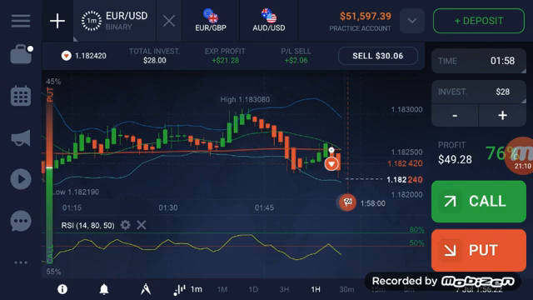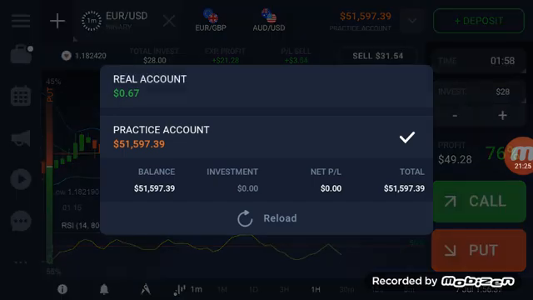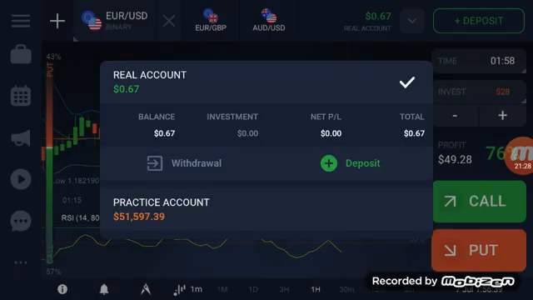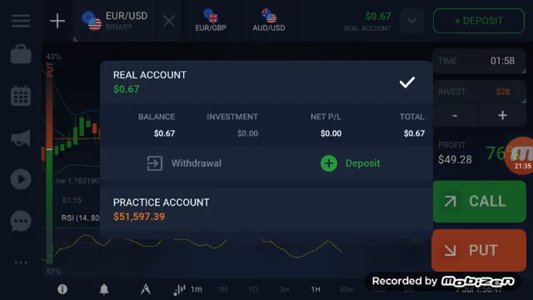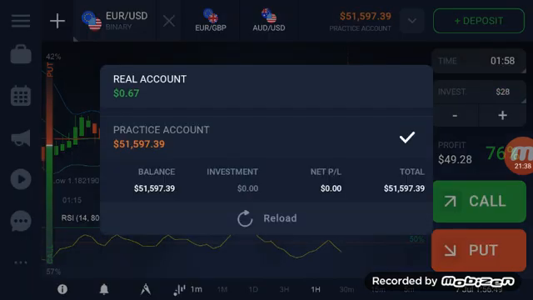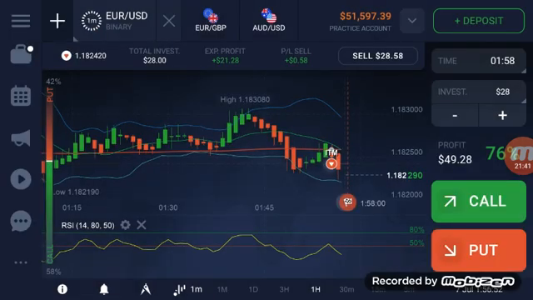After you watch the market for a while, it becomes kind of predictable. I don't know if this is because it's a practice account or whatever, but if I switch to my real account, it's still the same behavior. Switch back to my practice account, same thing. So I do the same thing when I have some money on it.